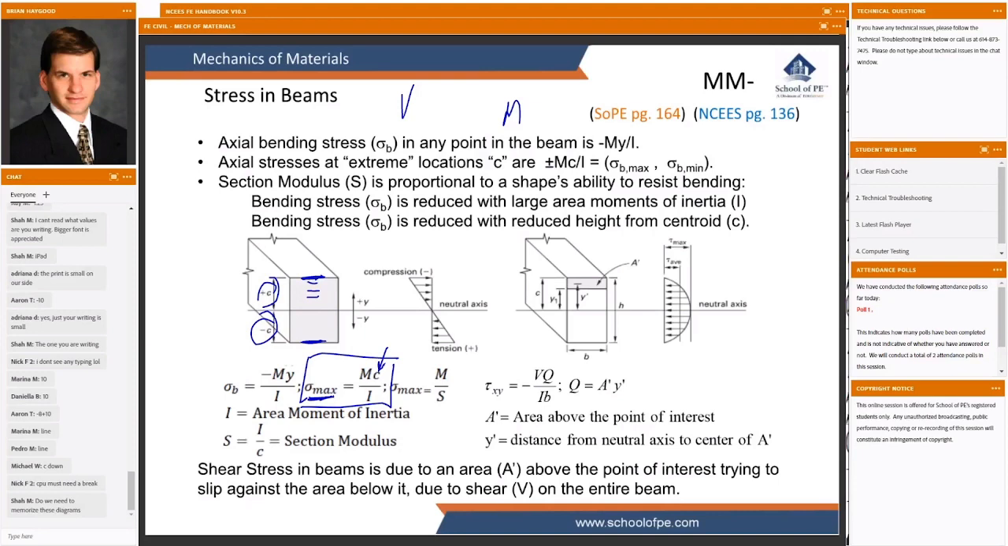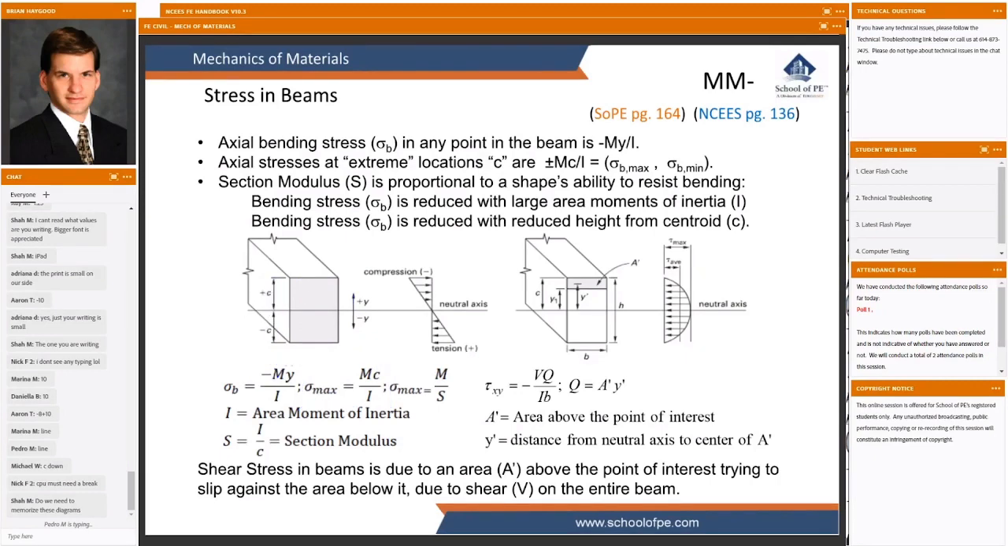That should have a negative sign in front of it for the same reason that this one should have a negative sign in front of it, because c is measured positive upward, just like y is measured positive upward from the center. And in positive bending, the further you go up, the more negative your stress becomes. So they messed up in the handbook.